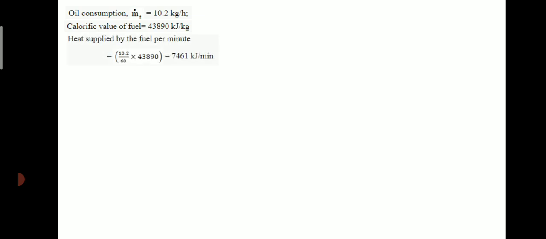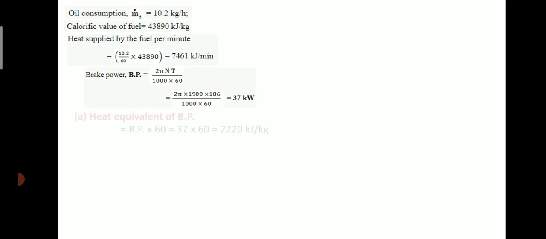We have the calorific value of the fuel, that is given 43,890 kilojoule per kg. Then we have to calculate the heat supplied by the fuel. 10.2 is the kg per hour of oil consumption, divided by 60, multiplied by its calorific value. Then we have the heat supplied by the fuel, 7461 kilojoule per minute. After that, brake power is 2 pi NT upon 1000 into 60.